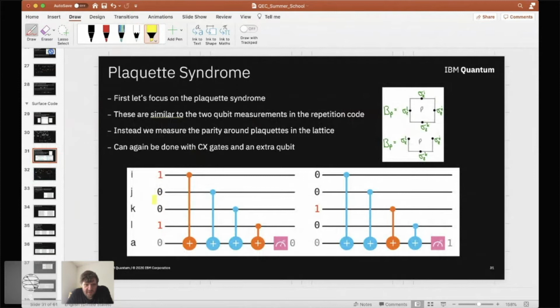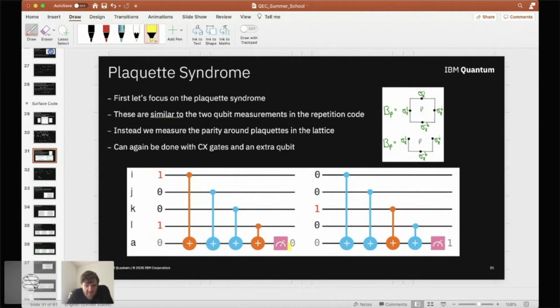We take our additional qubit, initialized in state 0, and we do 4 controlled NOTs, each controlled on one of the qubits that we are doing this measurement of, so one of the qubits around the plaquette, and each targeted on the ancilla, which you can think of as the ancilla sitting in the middle of the plaquette, which is usually where it actually does sit in any physical realization. Then you do these 4 controlled NOTs and you measure at the end.